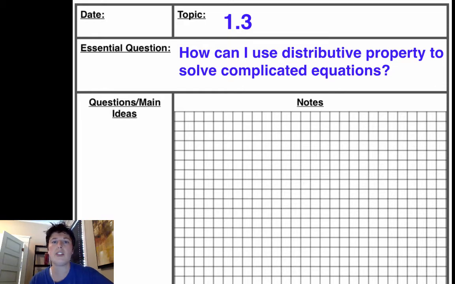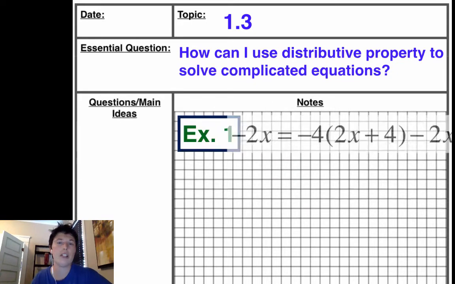So the big essential question today is, how can I use distributive property to solve complicated equations? And we're just going to try some more challenging ones and make sure you're starting to feel a little more confident with your skills. So let's do an example. Let's do a problem of a more complicated distributive property. So here's a great example.